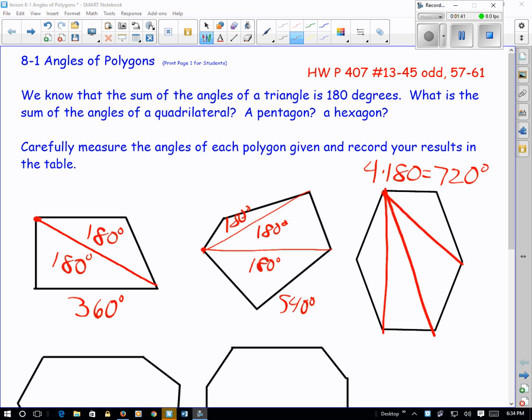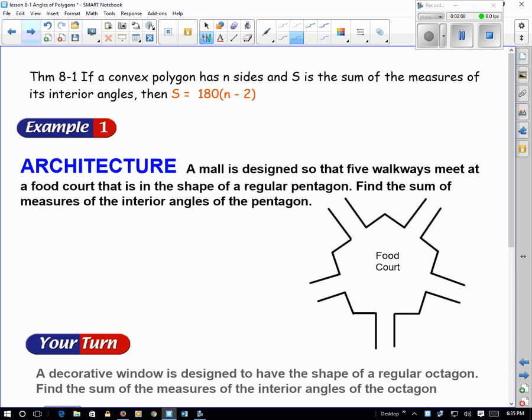That gives us then the idea for the formula for the sum of the interior angles of a convex polygon. Notice that when we had 4 sides, there were 2 triangles formed. 5 sides formed 3 triangles, and 6 sides formed 4 triangles. So the number of triangles formed is always 2 less than the number of sides. So the formula then is given here. The sum of the angles, S, is 180 times the quantity n minus 2.